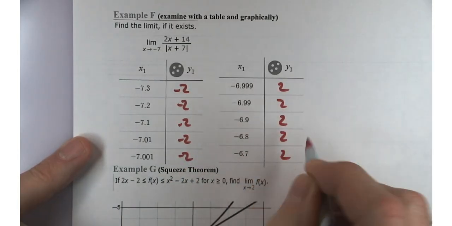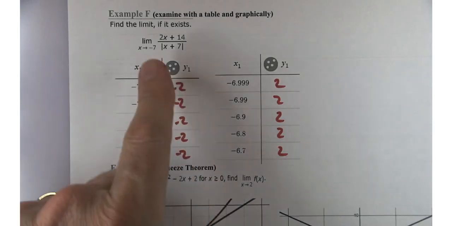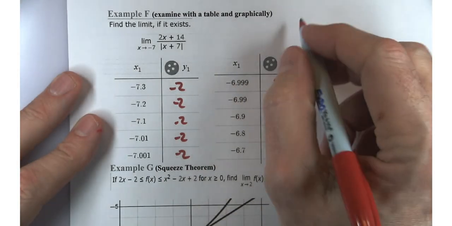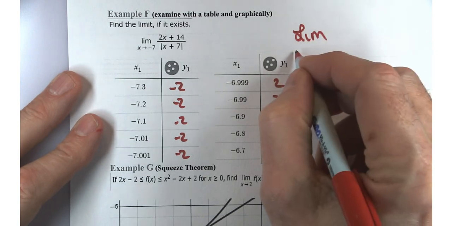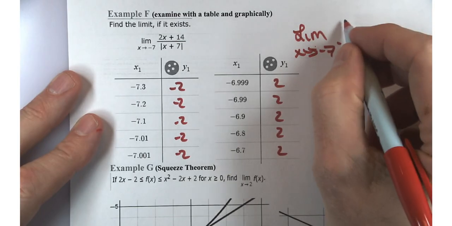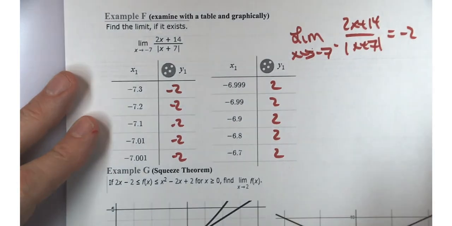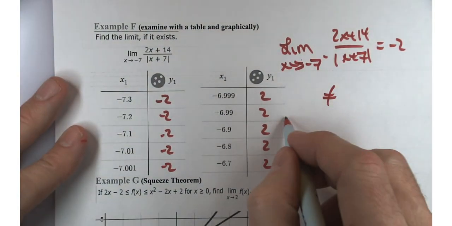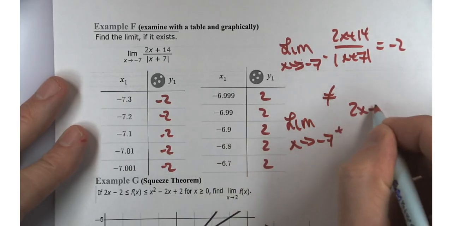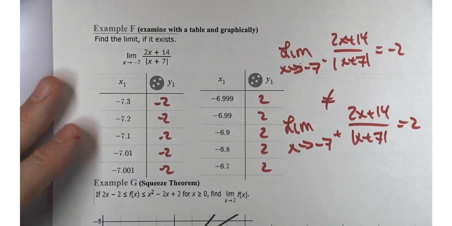And it's actually undefined at x equals -7, but that doesn't matter in terms of the limit. So the limit as x approaches -7 from the left of 2x plus 14 over the absolute value of x plus 7 equals -2, and that's not equal to the limit as x approaches -7 from the right. So this limit does not exist.